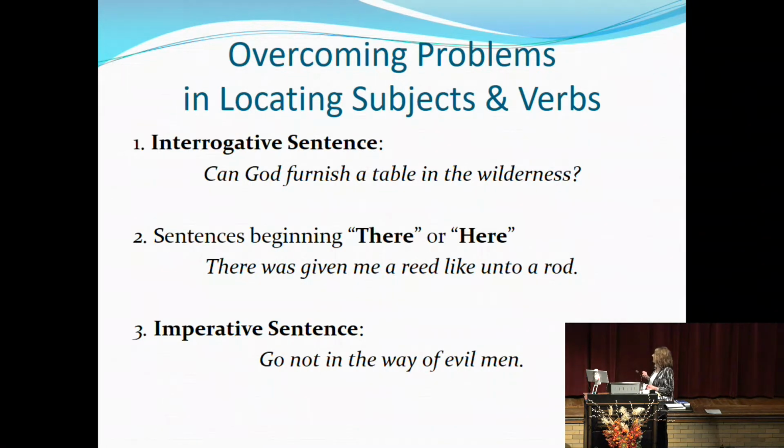There was given me a reed like unto a rod. Okay? So what is the verb in this sentence? Very good. Was given. What was given? Reed. There you have it. There, it answers a question. There you can find your subject. Because the tendency would be, oh, well, the subject would be coming first, like there.